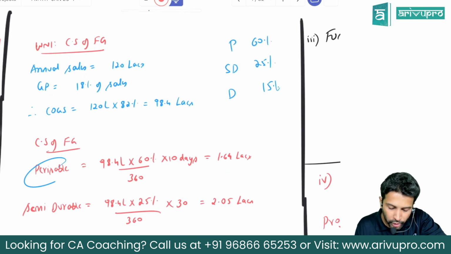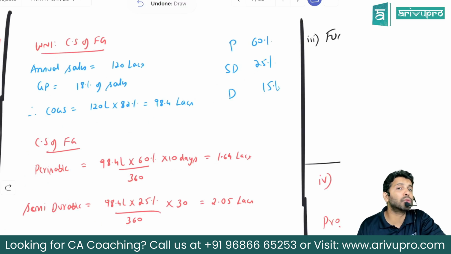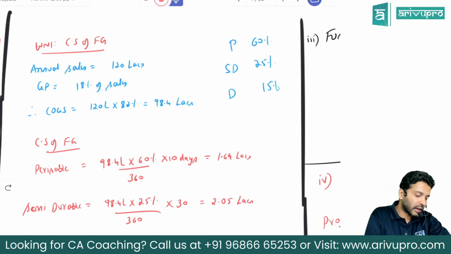We are first wanting to find out the closing stock of finished goods of which goods? Perishable goods. 98.4 is the COGS for the whole year. Okay, of this 98.4, how much constitutes perishable? 60%. Calculate 98.4's 60%, how much is it?